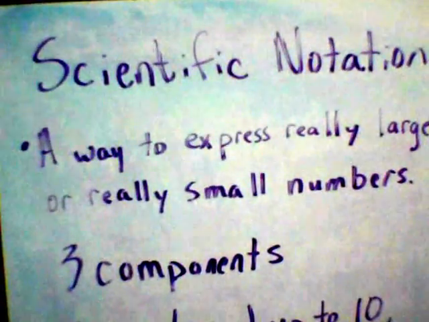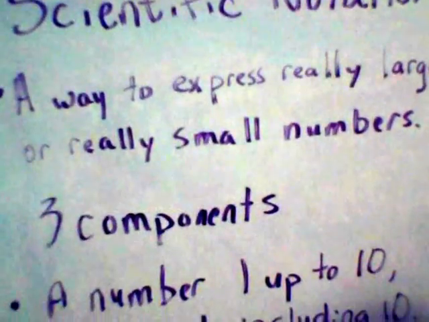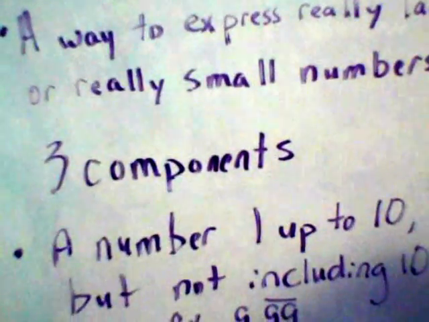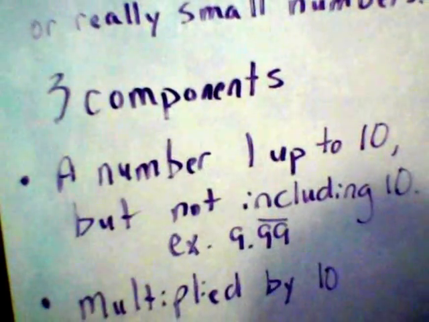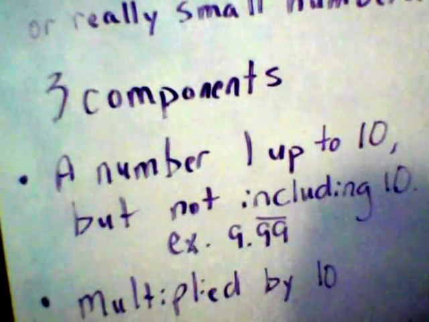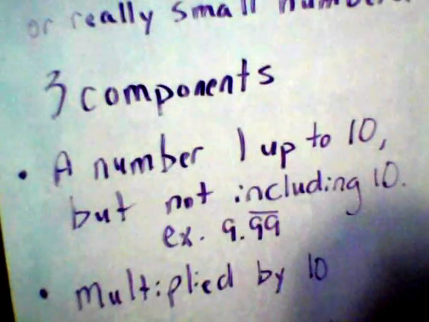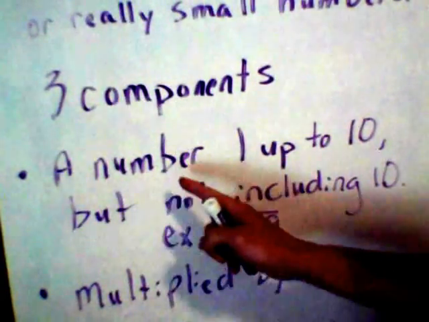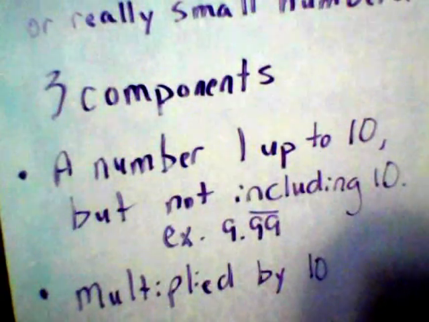There are three components to writing a number in scientific notation or writing a number in standard form from scientific notation. The first part is the trickiest. The first part is a number from 1 up to 10, but not including 10. And that's the tricky one. I'm going to say it again. I'm looking for a number from 1 up to 10, but not including the number 10.